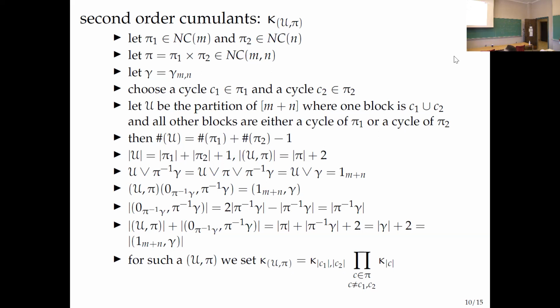Here, how do you compute the length of this guy? Well, it's twice the length of this minus the length of that, so it's just the length of that. And therefore, we add this up. I've already computed the other one. So I just get the length of pi plus the length of pi inverse gamma plus 2, which is the length of gamma plus 2, which is the length of this thing here. So it's an exact factorization. We have the product is the thing, and the length is exact.